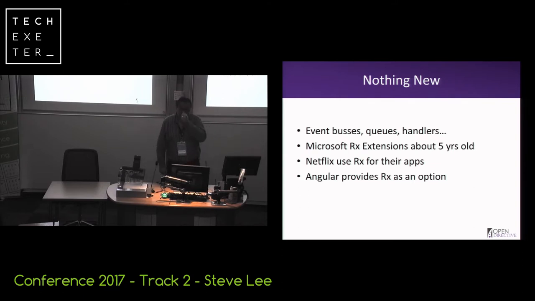The Microsoft RX extensions, which are probably the first library that really encapsulated this particular model, have been around for about 5 years, a long time. Netflix are using them quite heavily for their UI that you've probably used if you use a Netflix service. And Angular now, the latest version, is it 4? I'll get lost with their numbering scheme. That now provides RX as an option.